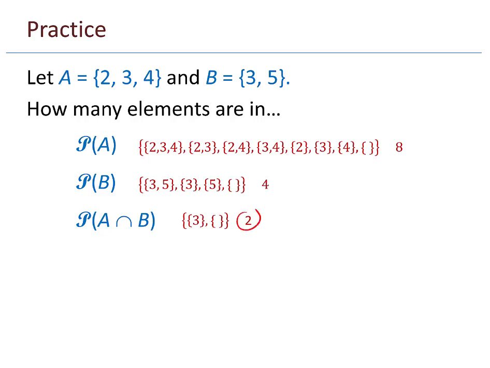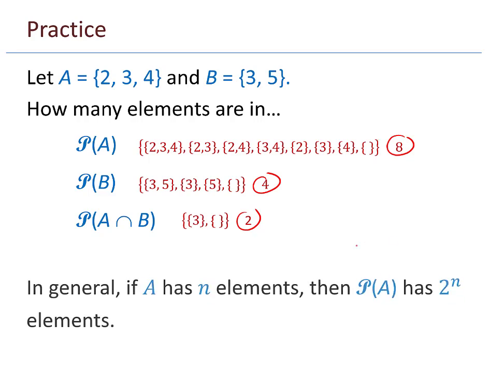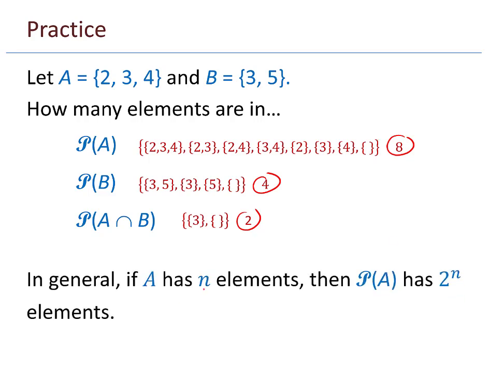Do you notice something interesting about these numbers, 2, 4, and 8? They are all powers of 2. And in fact, in general, if A has n elements, then the power set of A has 2 to the n elements. We might even write this as the cardinality of the power set of A. So the cardinality of the power set of A is 2 raised to the cardinality of A.